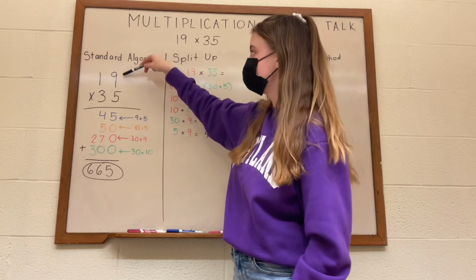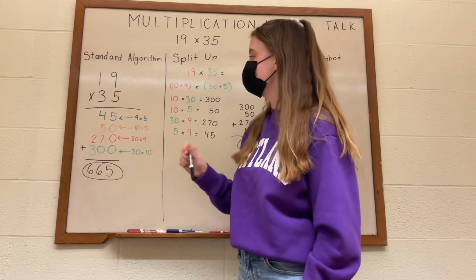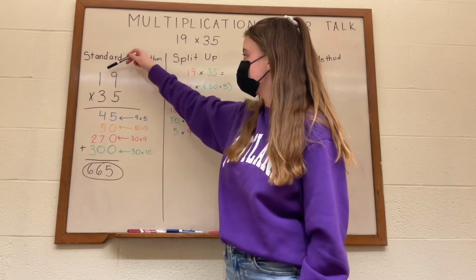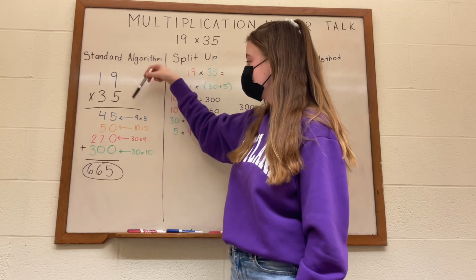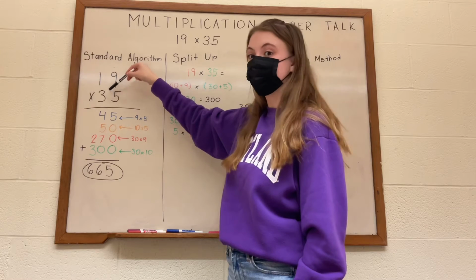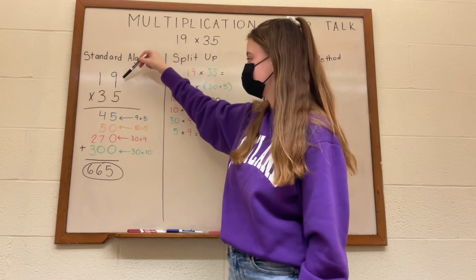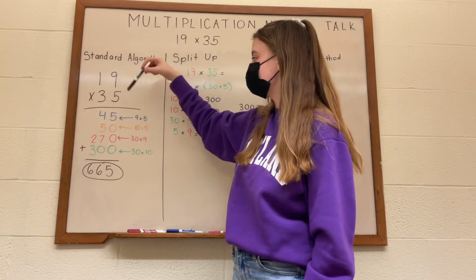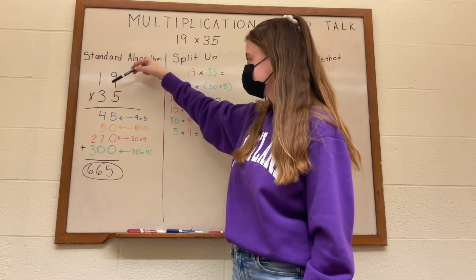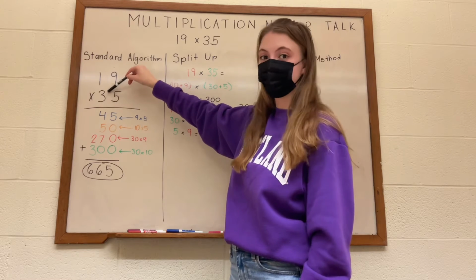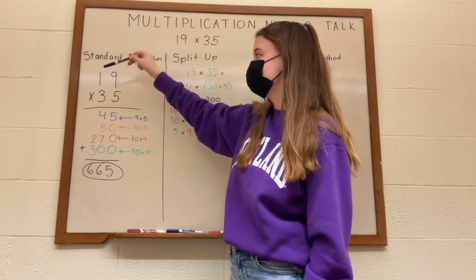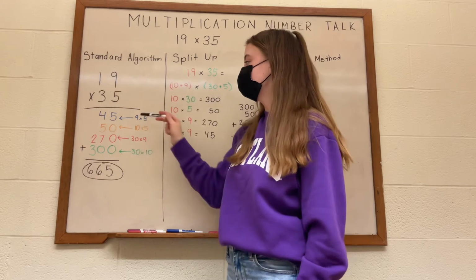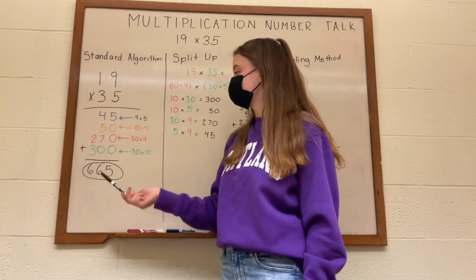So the 5 times the 9, you get 45, and then 5 times this 1, which represents 10, you get 50, and then the 3 that represents 30, because it's in the tens place, times 9 gets you 270, and then the 3 in the tens place, which is 30, and the 1 in the tens place, which is 10, gets you 300, and then you just add those all up to get 665.